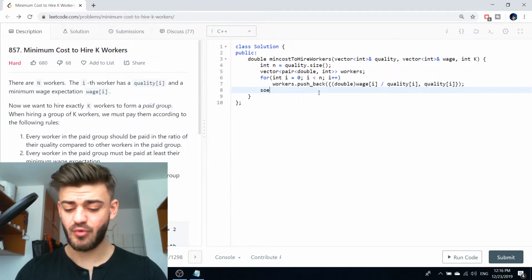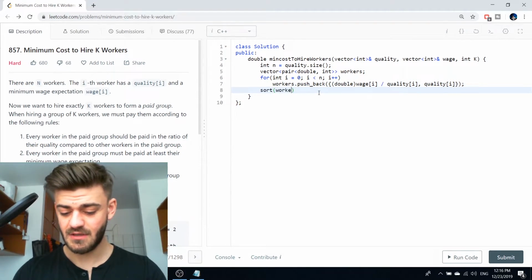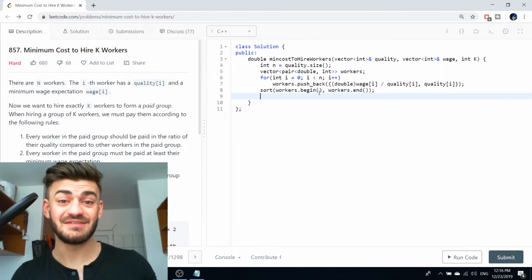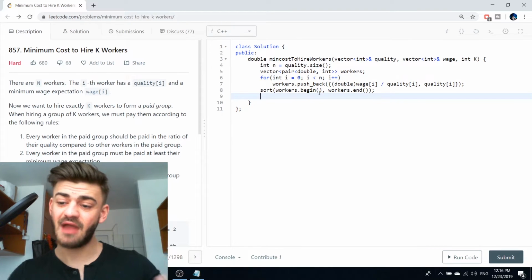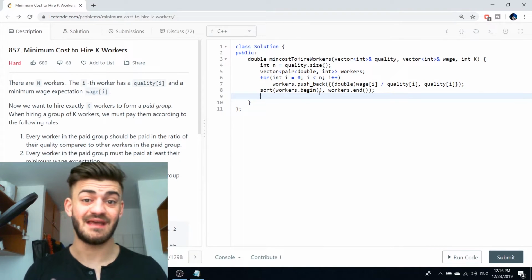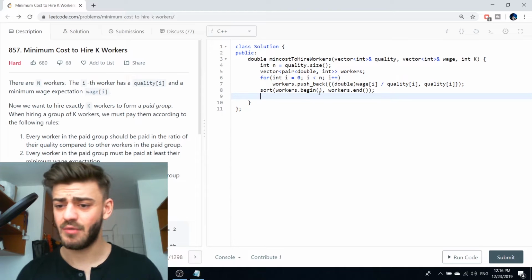Now, second step, we are going to sort these workers. So workers.begin all the way to workers.end. And as we know, when we are sorting pairs, they are going to be compared by the first element and then by the second one, which is exactly what we want here.